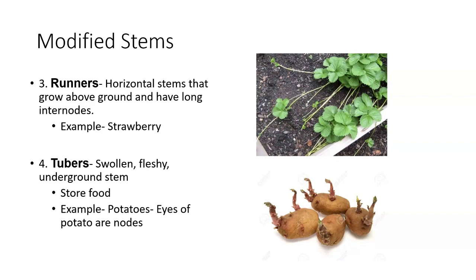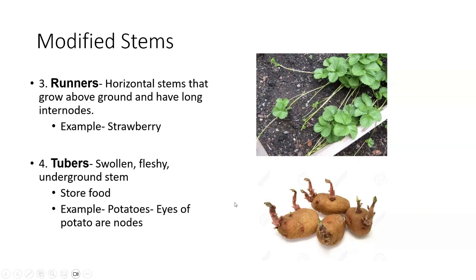Tubers, okay, those are swollen, fleshy underground stems. Potatoes are going to be one of our best examples. Those are swollen, fleshy underground stems that contain starch. Their main purpose is to store food and starches. If I was trying to reproduce, or if I got in really bad shape, I could actually propagate using the eye of a potato. Those are actually the nodes.